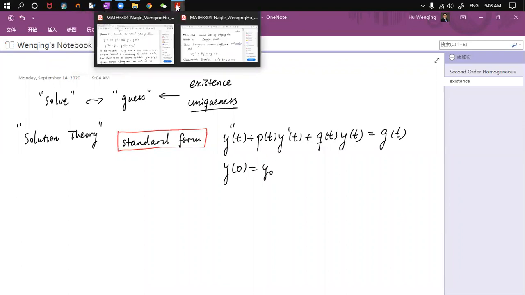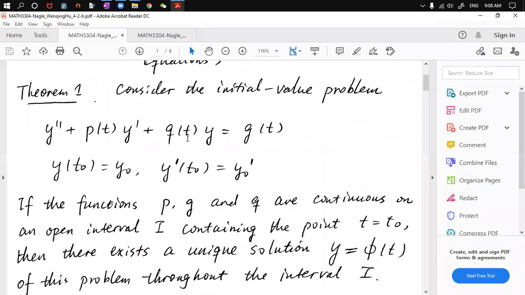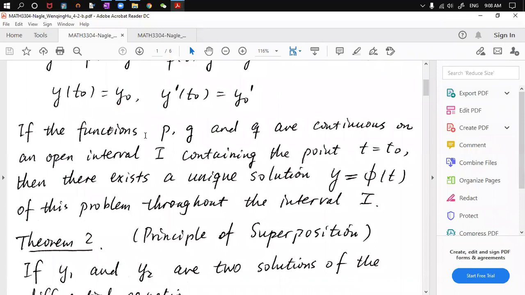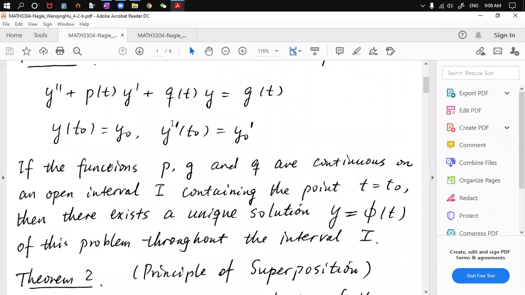As long as you have that, in order to guarantee that you have a unique solution, it suffices to say that p(t), q(t) and g(t) are continuous on an open interval containing the point t equal to t0. Then there exists a unique solution.